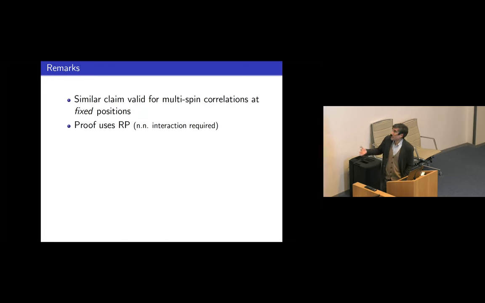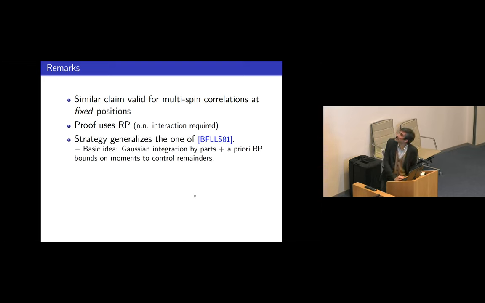Our proof, as the one of Bricmont and company, uses reflection positivity. So we need nearest neighbor interactions, contrary to the method of Balaban. The method of Balaban is much, much heavier, but is more flexible. It allows for non-nearest neighbor interactions, so you can take any finite range ferromagnetic interaction, for instance. And it provides asymptotics for correlations, but the cost is a factor of, whatever, 40 in the number of pages.